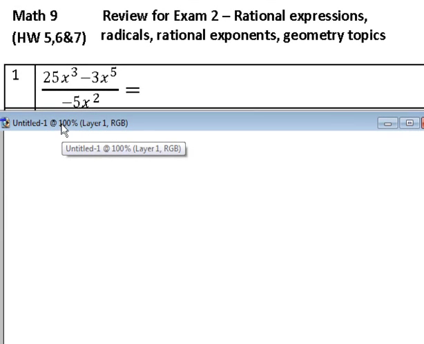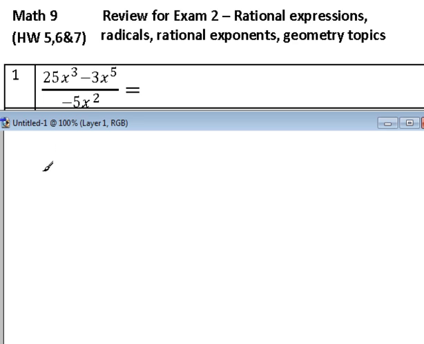Okay, we're starting the review for exam 2, and that's on rational expressions, radicals, rational exponents, and geometry topics, homeworks 5, 6, and 7. Okay, look at number 1. What we're going to do with number 1 is reduce. And the way we reduce in general is we factor and cross off the common factors.